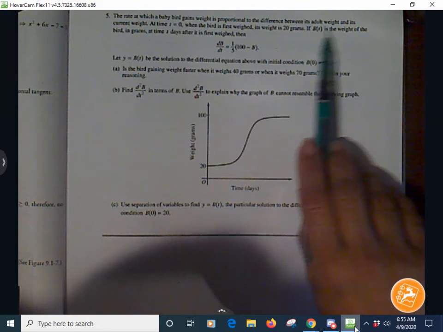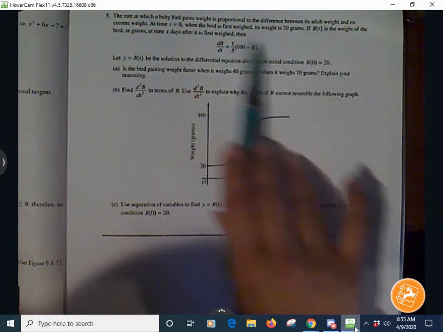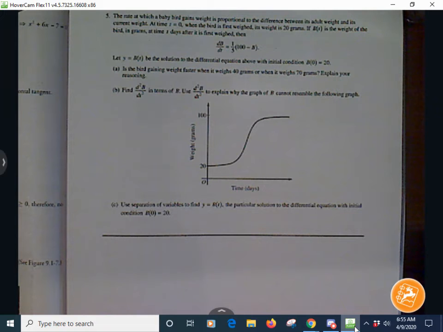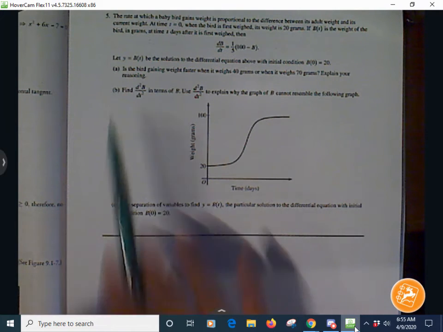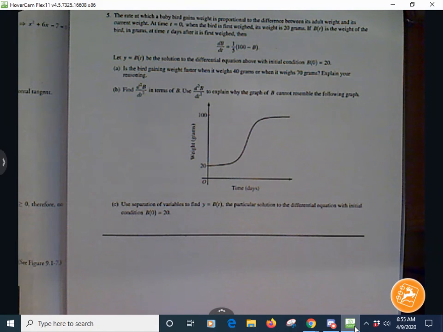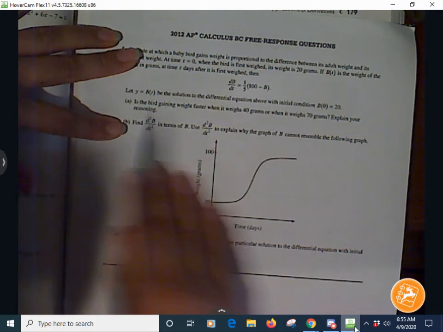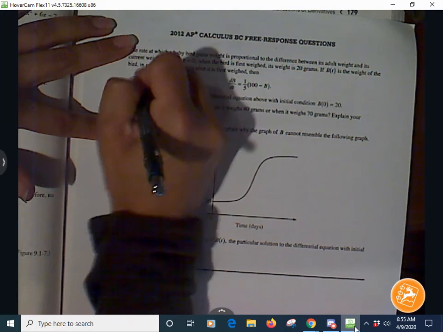If B of t is the weight of the bird in grams at time t days after its birth, then this would be the differential equation that represents the weight of the bird, the rate of change of the weight of the bird. Let B of t be the solution to the differential equation above with the initial condition. Okay, sounds good. Is the bird gaining weight faster when it weighs 40 grams or when it weighs 70 grams? So I think that one was fairly easy, and I don't think people had questions on that, but I'm going to put it in anyways. So I'm going to do that right here.